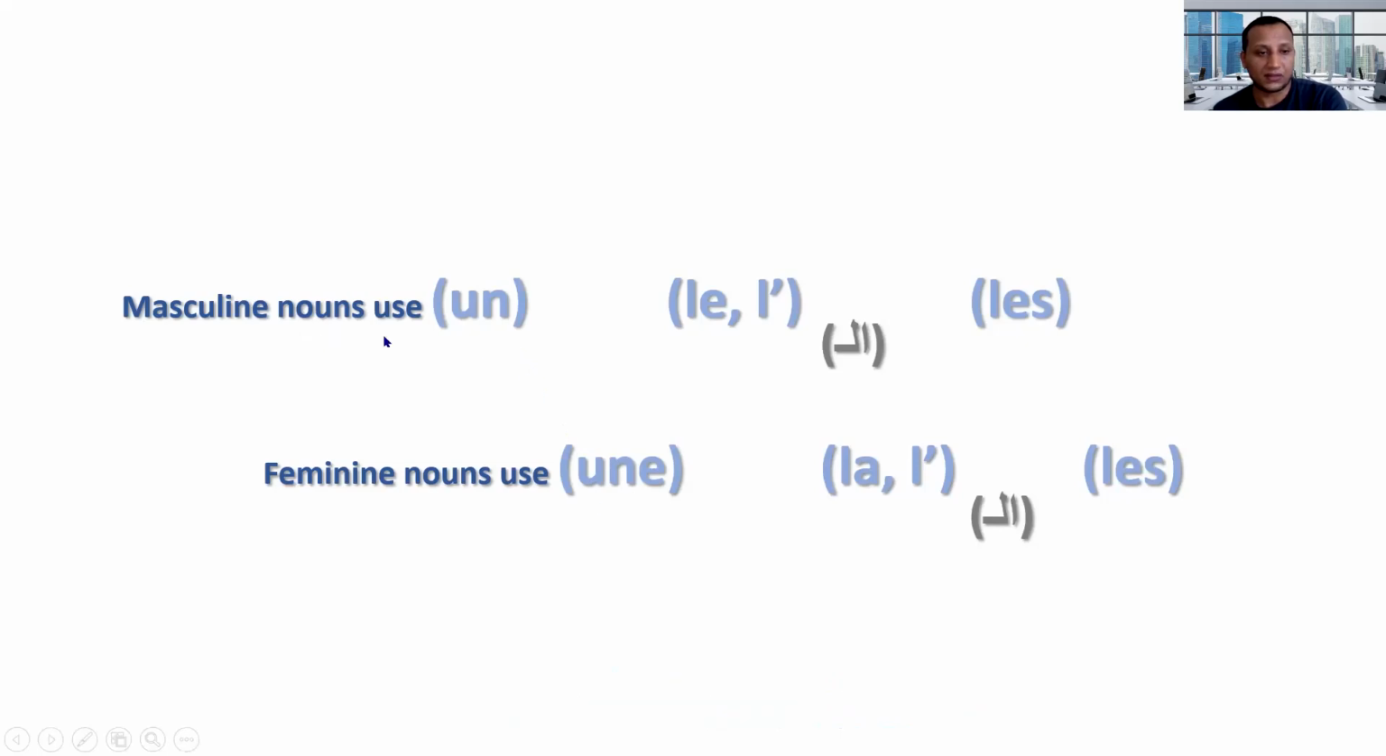Okay, guys. For masculine nouns, for indefinite articles we use un, for definite articles we use le or l apostrophe, and for plurals we use les. For feminine nouns, for indefinite articles we use une, and for definite nouns we use la or l apostrophe, and les for plurals.